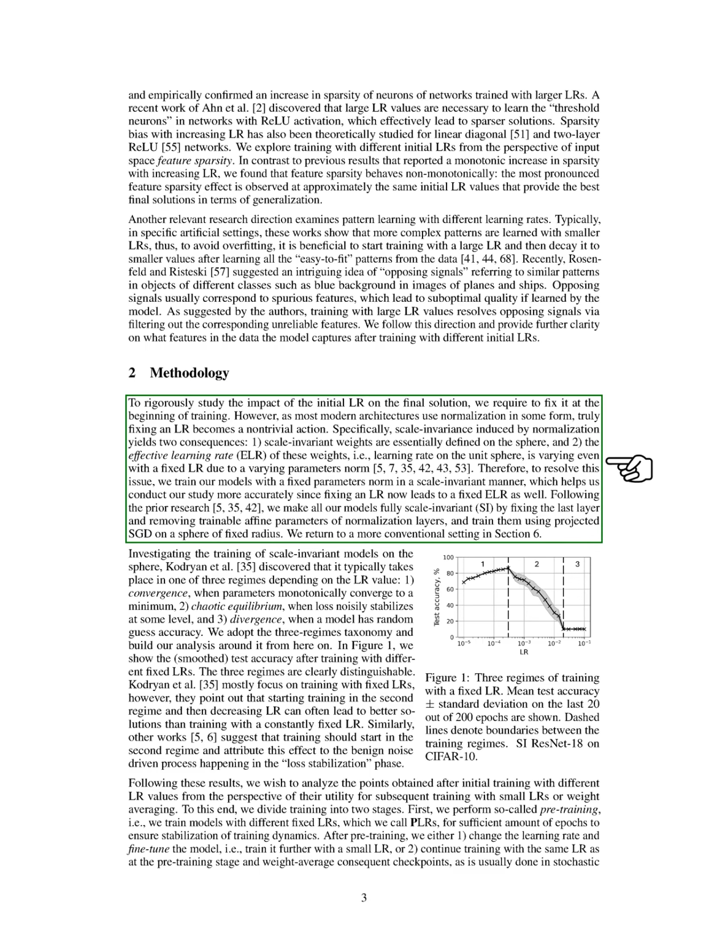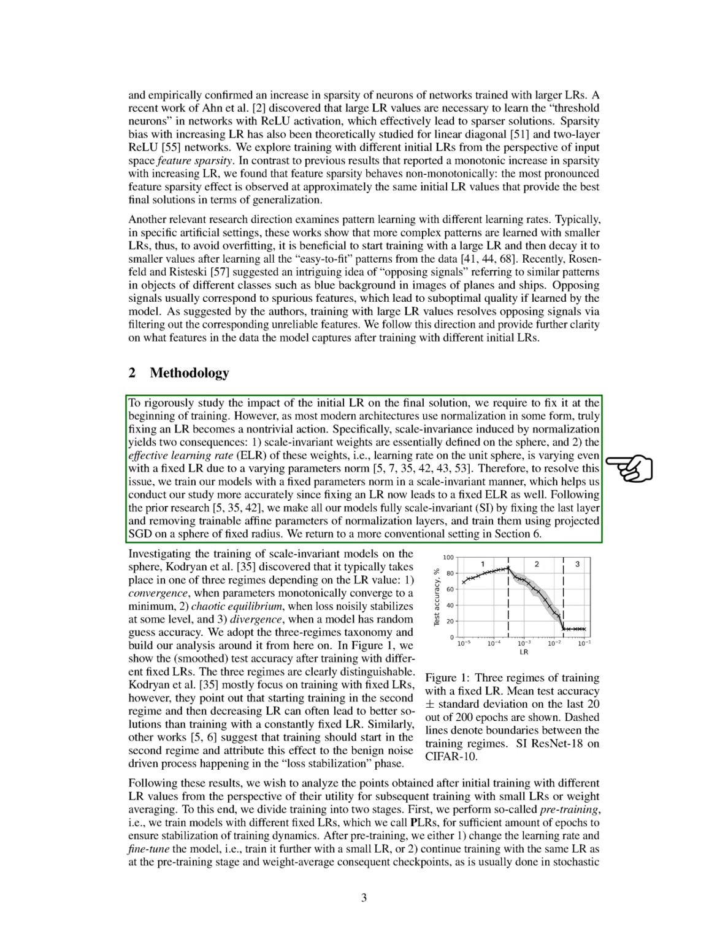To do this rigorously, we fixed the LR at the start of training. However, since most modern architectures incorporate some form of normalization, truly fixing an LR is challenging. Normalization leads to two main issues. First, the weights become scale invariant and are essentially defined on a sphere. Second, the effective learning rate, ELR, changes even when the LR is fixed, due to variations in the parameter's norm.